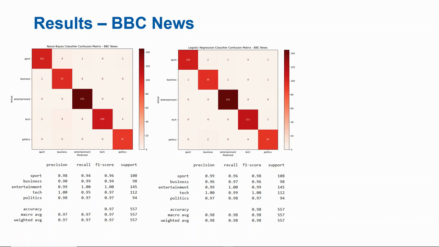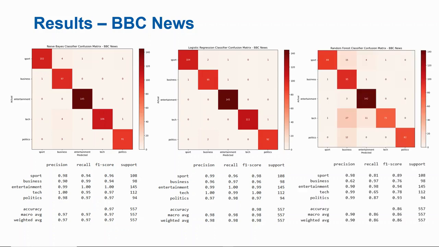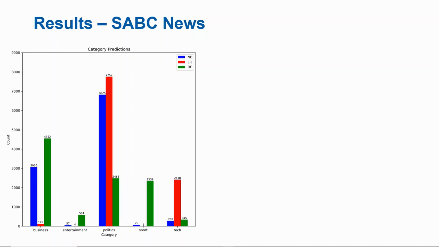score, respectively. And then finally, the last classifier is the Random Forest, and it performed moderately okay, achieving a weighted average precision of 0.9, 0.86 recall, and 0.86 F1 score. And it didn't do so great for business, with 0.62 precision and 0.76 F1 score.